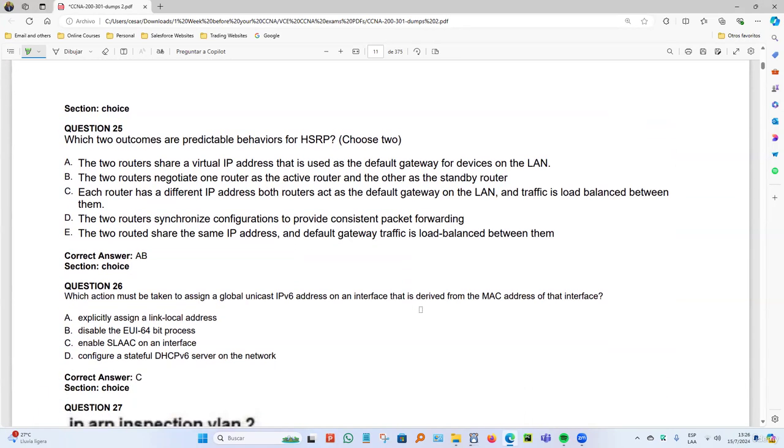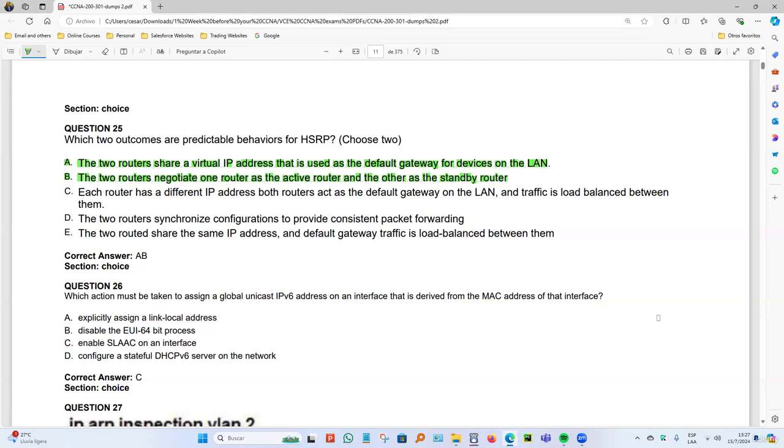Question 25. Which two outcomes are predictable behaviors for HSRP? So we have answer A and answer B. So let's just highlight those and we will analyze them. The first answer is the two routers share a virtual IP address that is used as a default gateway for devices on the LAN. The answer B is the two routers negotiate, one router as the active router and the other as the standby router. So those are the two correct answers.